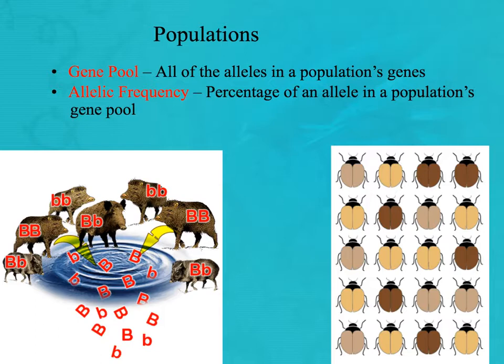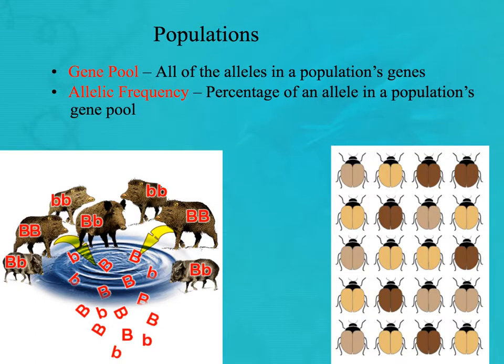So we first need to analyze what populations are and have some basic information about populations. A population is a group of organisms. It could be a group of warthogs, as you see in the one picture here, or a group of beetles, as you see in the other one. A gene pool is a combination of all the genes in a population. Actually, specifically, it is their alleles, the different versions of those genes. Remember that genes come in different varieties.